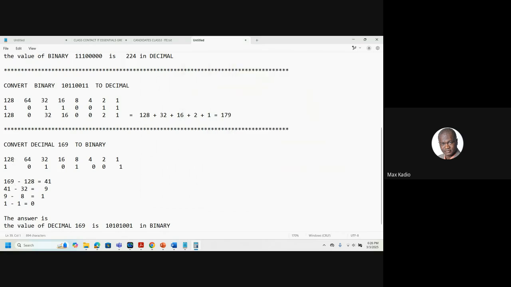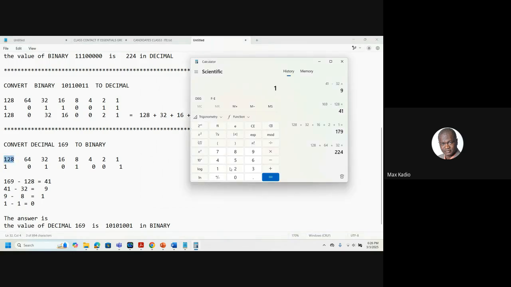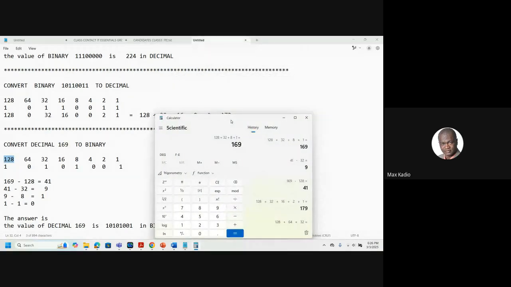So we say we took 1 here, so 128. So we put 128. Then we took 1 for 32, we add the 32. We took 1 from 8, so plus 8. And we took 1, so plus 1 equals, you see, 169. So you see, this is it.